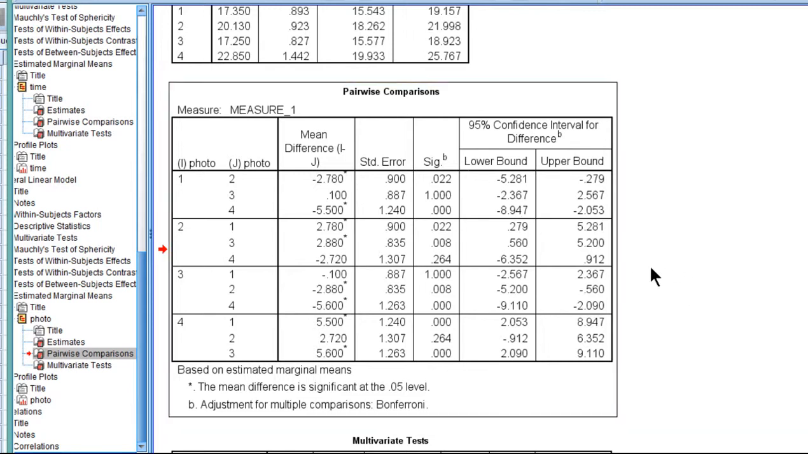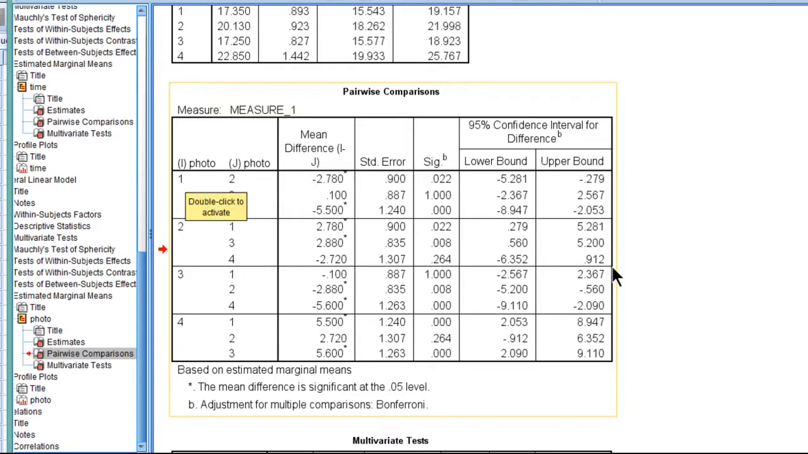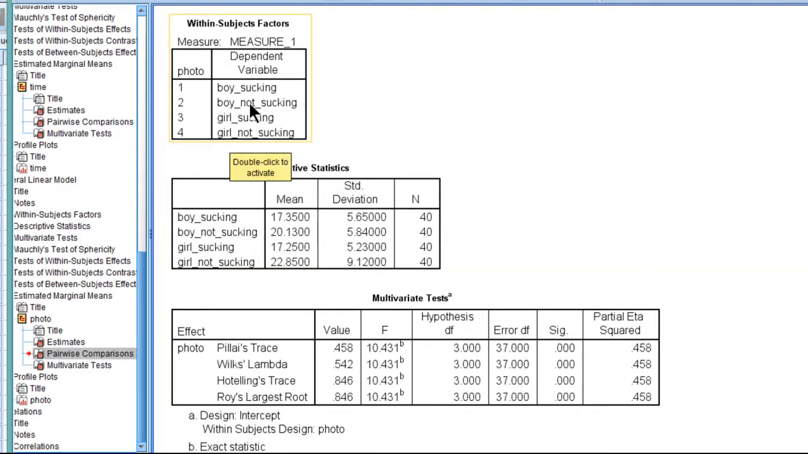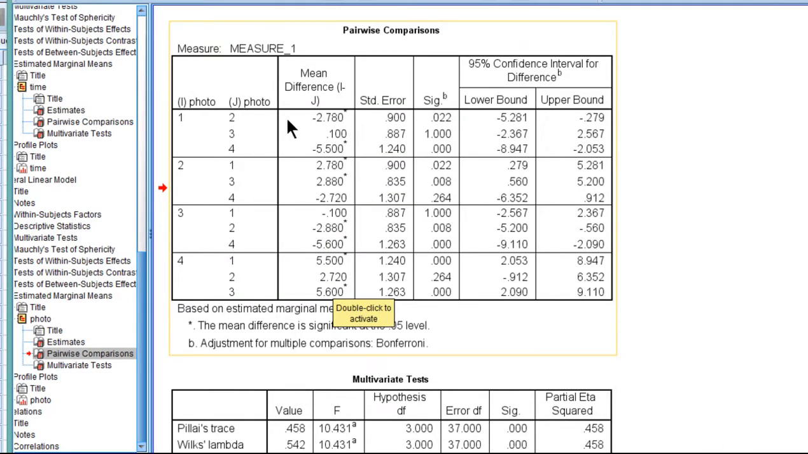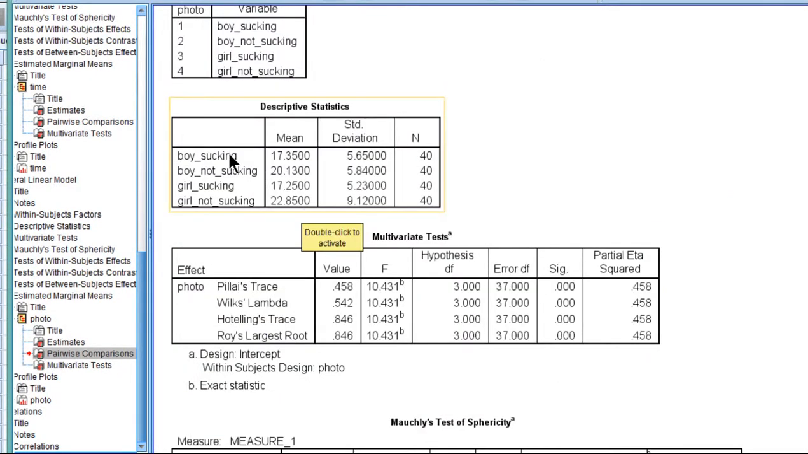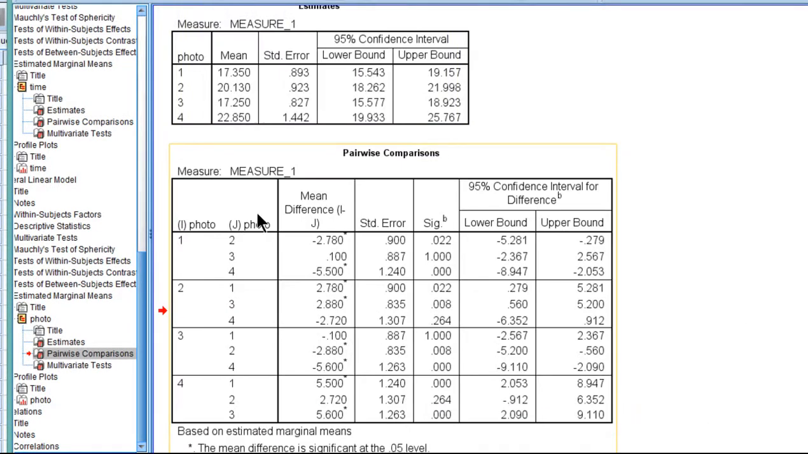So here are the pairwise comparisons. So comparing photo 1 to photo 2, and you constantly have to keep in mind what that is. So it's boy sucking versus boy not sucking the thumb. It is a mean difference of negative 2.78, and that is statistically significant, 0.022, and that's Bonferroni adjusted, so I'm protected here. The difference between photo 1 and photo 3, which is boy sucking versus girl sucking thumb, was not statistically significant. So there's no difference between the boy and the girl in the photo sucking their thumb.